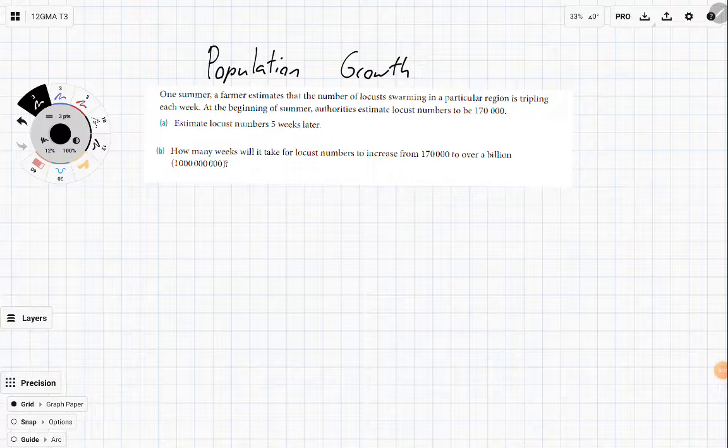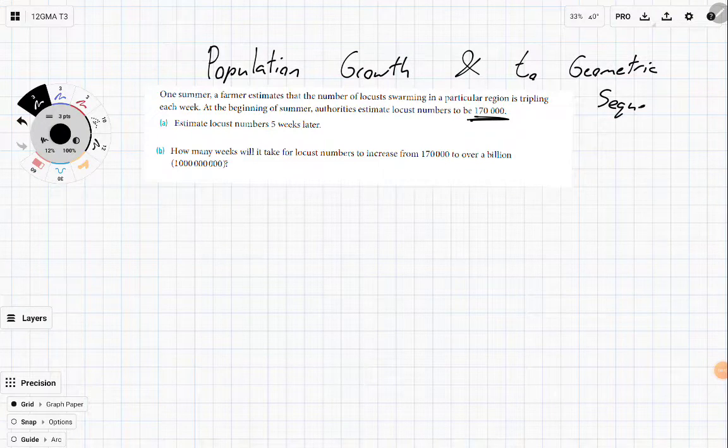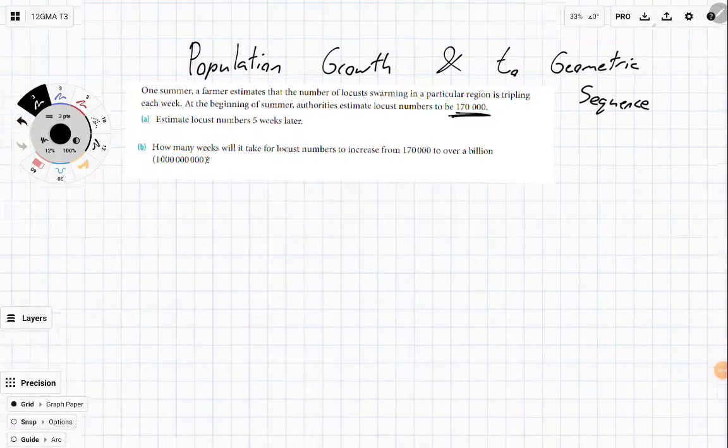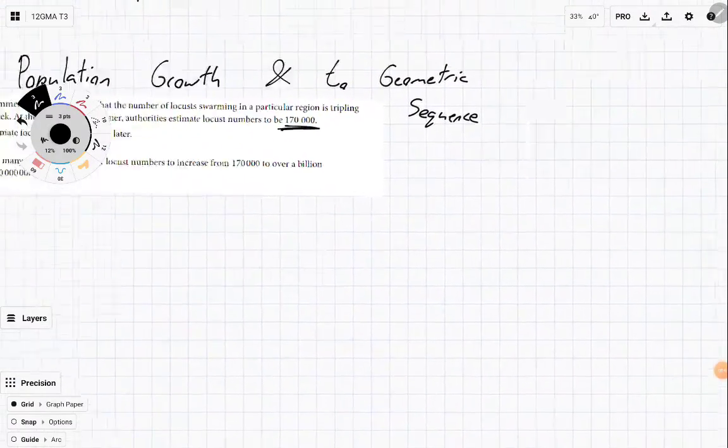Now this becomes a counting problem because our first number given to us is not the first week, it is the 0th week. This is an initial value. So we haven't really talked about T0 geometric sequences. Now they look a lot like the arithmetic sequences. The same changes happen. So let's talk about them.